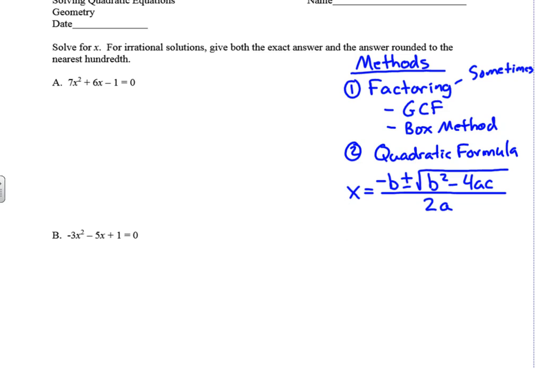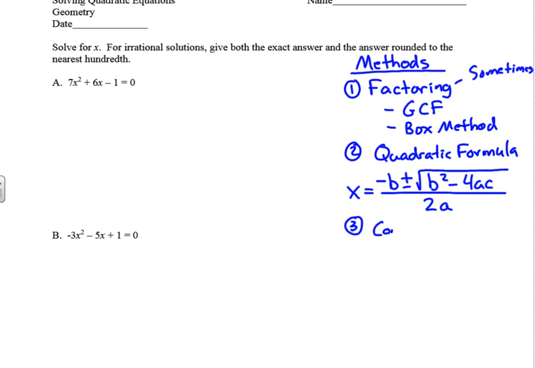We got x equals the opposite of b plus or minus the square root of b squared minus 4ac all over 2a. This always works, okay? So definitely need to know that.